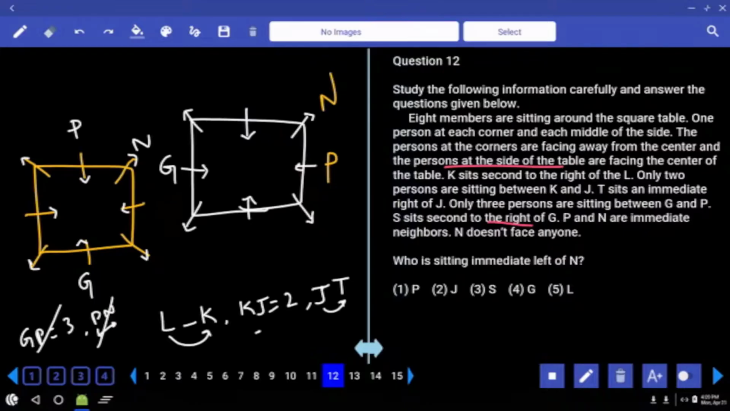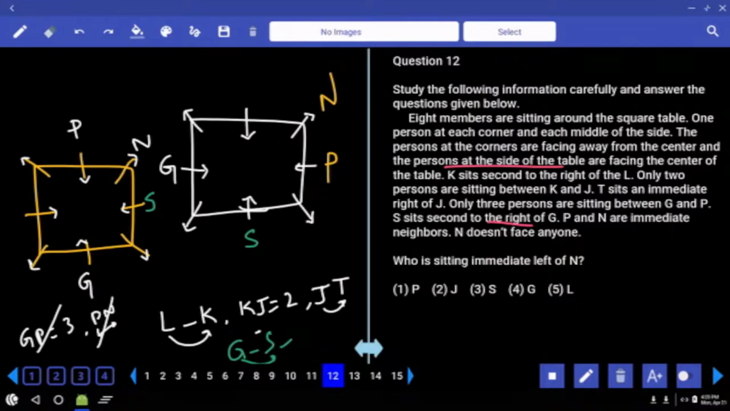S is seated second to the right of G. G is here, S will be here. Then L and K are adjacent to each other.